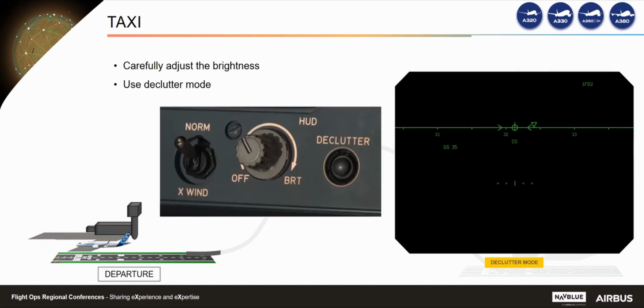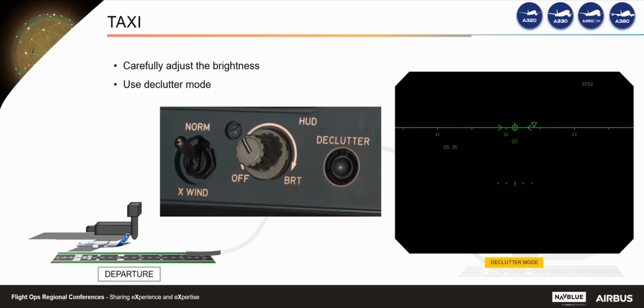Let's continue during the taxi phase. If needed, the flight crew can act on the declutter control to adjust the level of symbology that is displayed on the HCU. During the taxi phase, only one declutter mode is available by pressing one click on the declutter push button. The crosswind switch has no effect.